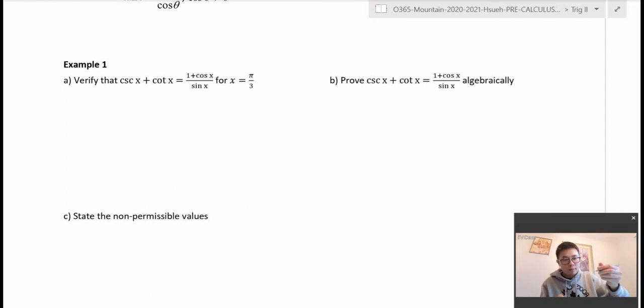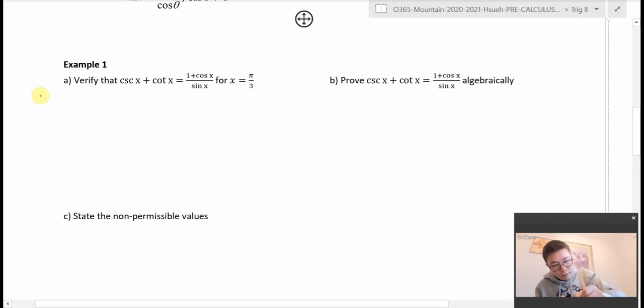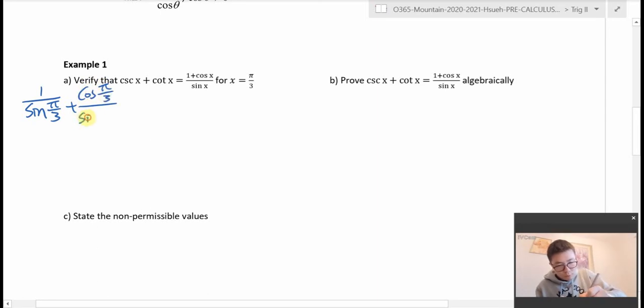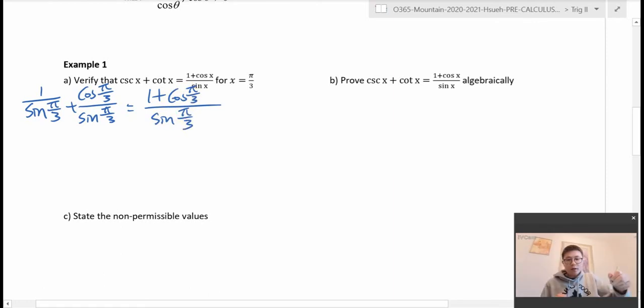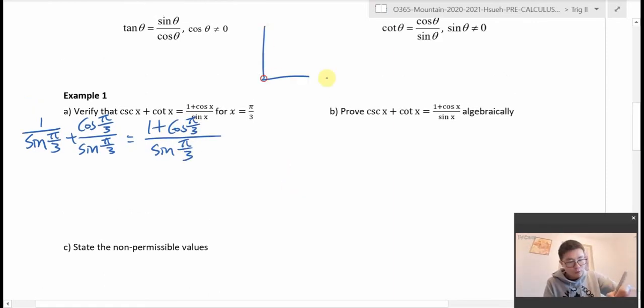Okay, so let's check. Cosecant, recall, is 1 over sine, so this is going to be 1 over sine x. We know the angle is pi over 3, so that's what we're going to write. Plus cotangent is cosine over sine, so cosine pi over 3 divided by sine pi over 3. We want to see if this is indeed equal to 1 plus cosine pi over 3 divided by sine of pi over 3. Okay, now pi over 3 is one of the special angles.